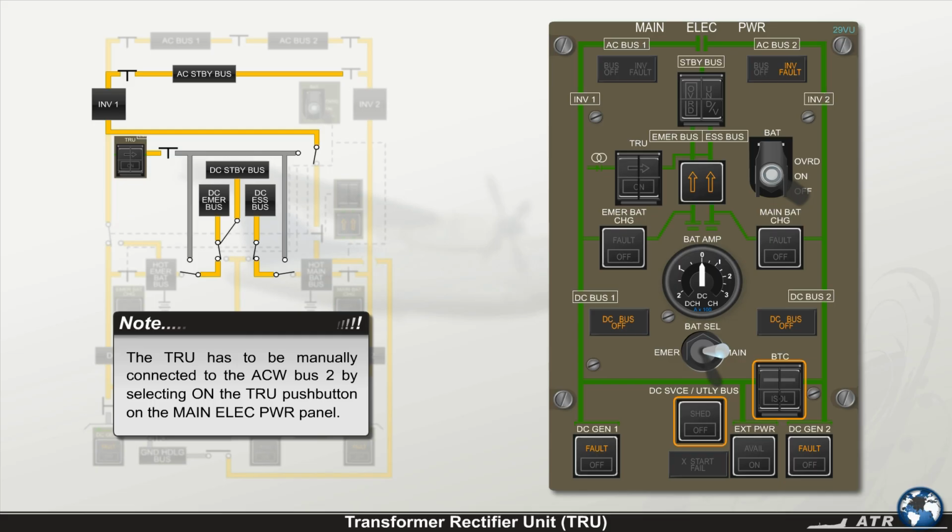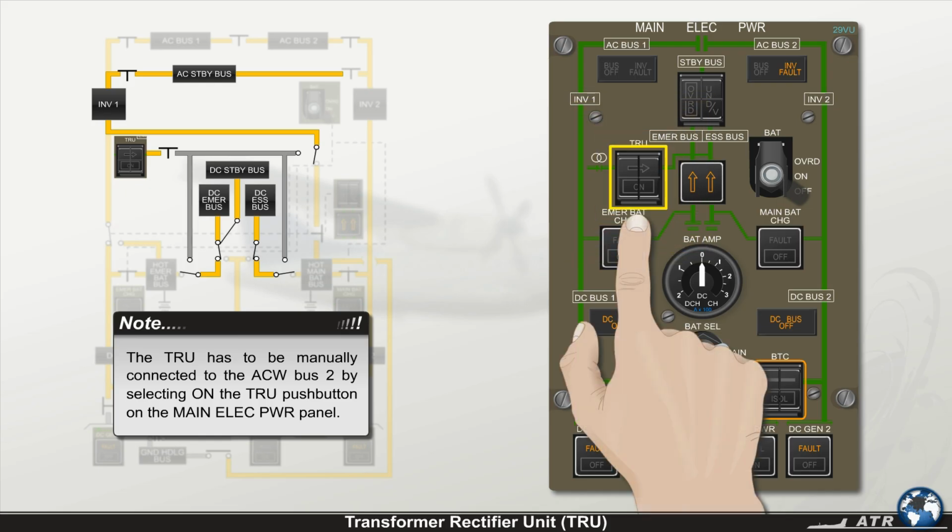Note that the TRU has to be manually connected to the AC Wild Bus 2 by selecting on the TRU push button on the main electrical power panel.